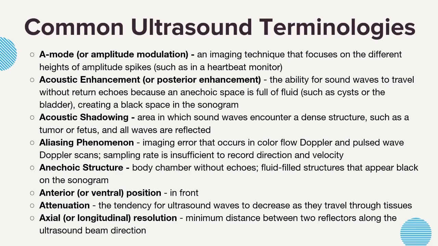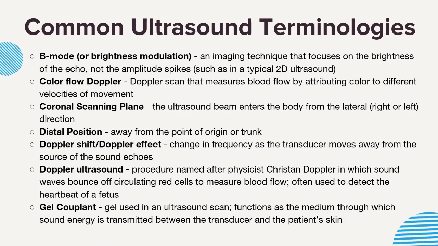Anterior or ventral position means in the front. Attenuation is the tendency for ultrasound waves to decrease as they travel through tissue. Axial or longitudinal resolution: the minimum distance between two reflectors along the ultrasound beam direction. B mode, or brightness modulation, is an imaging technique that focuses on the brightness of the echo, not the amplitude spikes, such as in a typical 2D ultrasound.